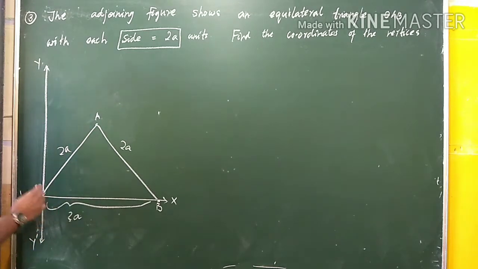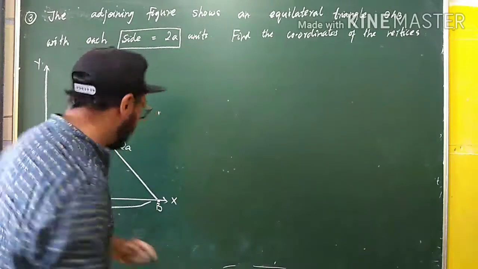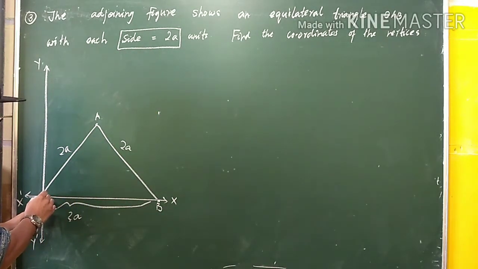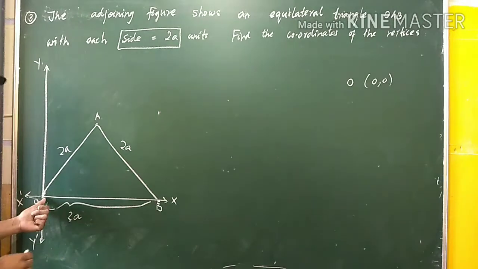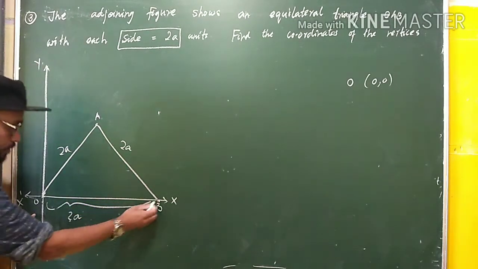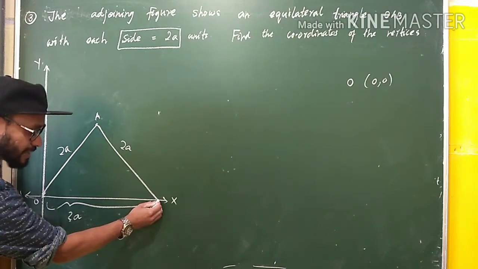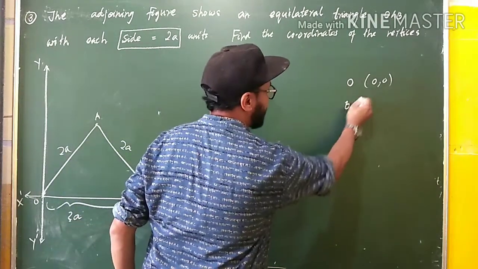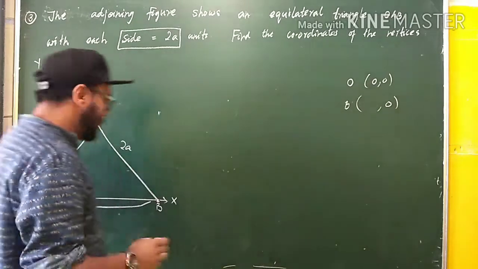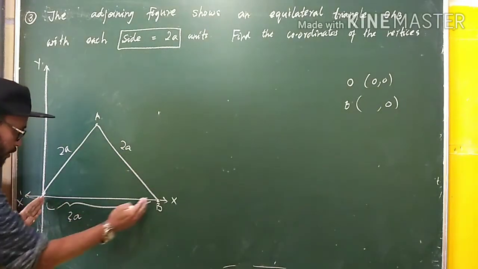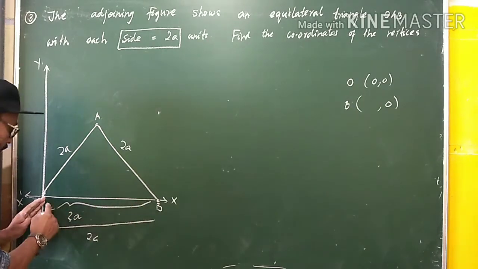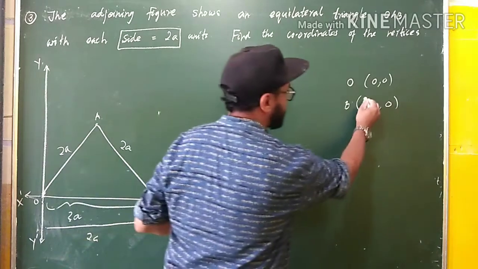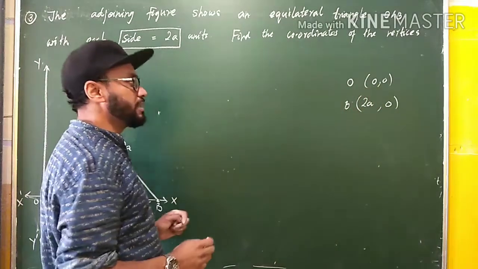Now if you look at this one, this O is nothing but the intersection of the x-axis and y-axis. So this is the origin. Now one vertex lies at the origin. So what will be its coordinate? 0, 0. So we got the coordinate of the first vertex. Now if you look at B, B lies on the x-axis. So if any point lies on the x-axis, then y is 0. Then we just have to count x. Now this length is 2a. So that means it is 2a units away from the origin. So x is 2a. So the coordinate of B is (2a, 0).